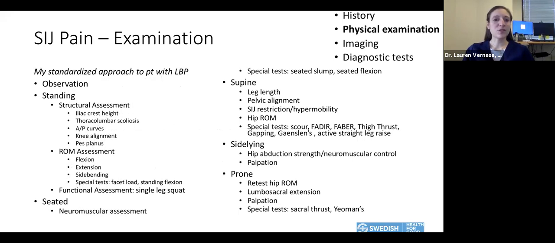So here, just in the interest of time, I'm not going to go over it, but this is for your review later. This is my standard approach to seeing a patient with low back pain. I pretty much go through the exact same tests every single time so I don't miss something. And also, as we said, the diagnosis is quite complex for sacroiliac joint pain. So really try to do as many tests as you can to say, okay, I'm more certain that this is sacroiliac joint rather than lumbar facet mediated pain.